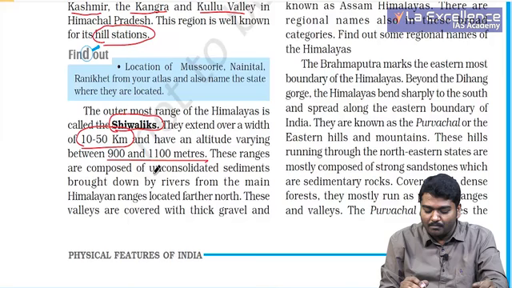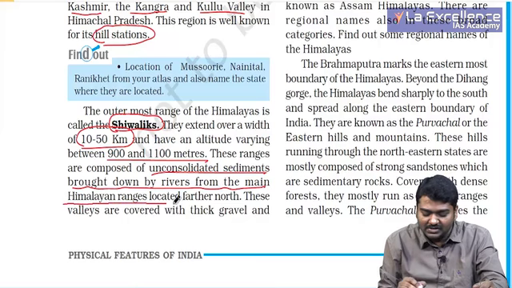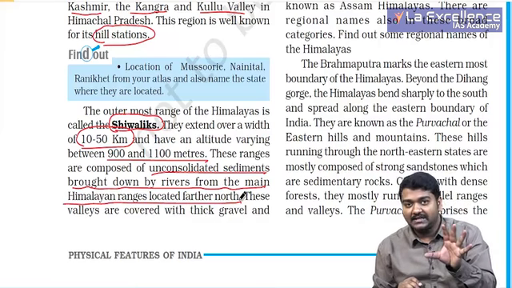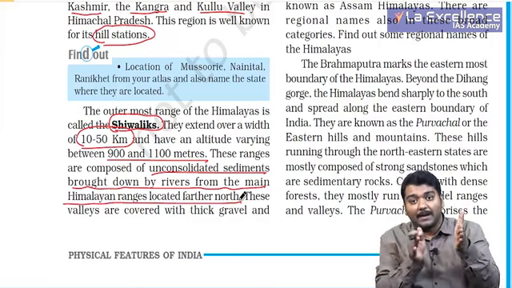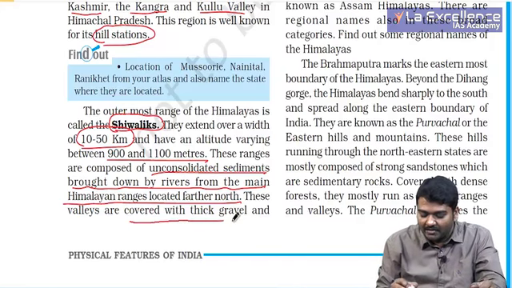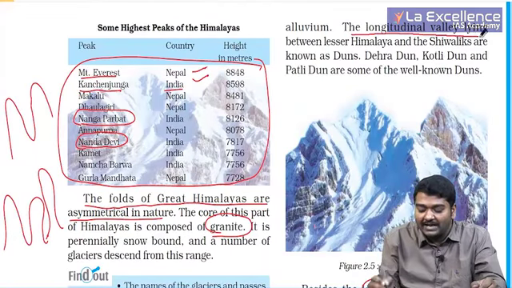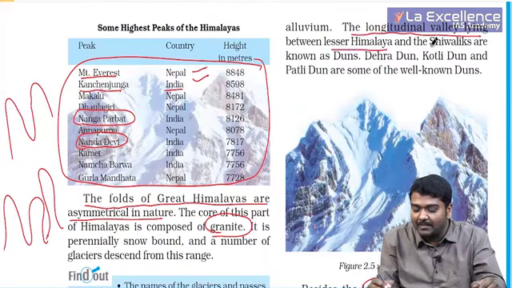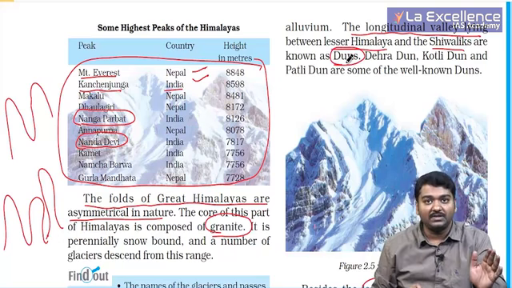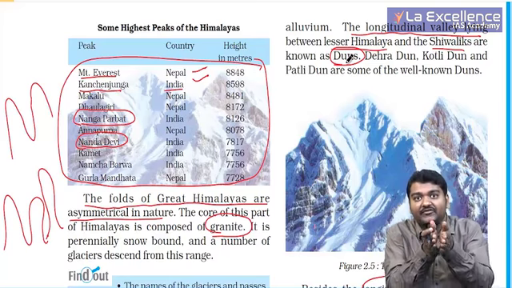These ranges are composed of unconsolidated sediments brought down by rivers from the main Himalayan ranges located farther north. Did I say that rivers are bringing these sediments? They were compressed to form the Shivaliks. In between, the valleys are covered by thick gravel. They have longitudinal valleys present between the Lesser Himalayas and Shivaliks. They are called duns. I have already told you about these duns. That is, in between you saw some structures which were compressed and raised.